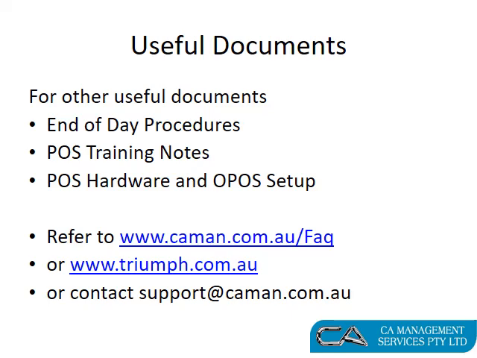Just giving you some useful documents that you might want to go and have a look at. On the CA Management website, under our FAQ area, we have a whole series of different notes on different functions within Triumph, but some of the ones that are worth having a look at are the end of day procedures and the POS training notes. Triumph also have another document which is setting up POS and OPOS setup, which is handy for anyone trying to link up their cash registers, scales, or their printers. Just goes through all the necessary setup functions. Or if all else fails, by all means, give us a ring at support@caman.com.au, and whoever's on help desk will give you a hand to go through it all.